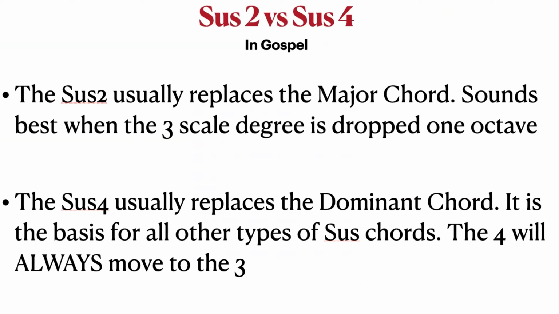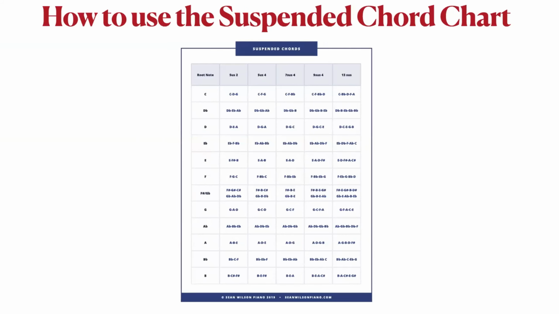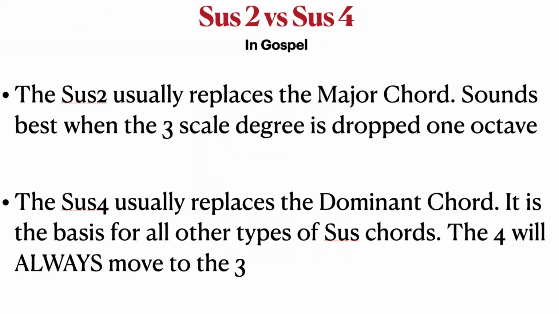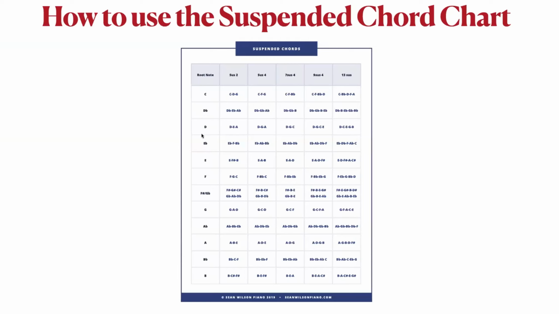Okay, so you have two types of sus chords, right? And again, I like to gear all my training to gospel, so this is from what I have learned and transcribed for gospel. It may work a little bit differently if you're a jazz person, so keep that in mind. But the sus2 chord usually replaces the major chord, and it sounds best when the third scale degree is dropped one octave.